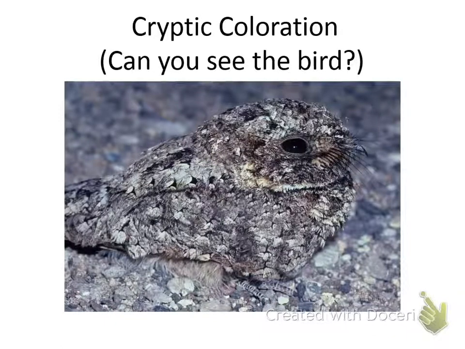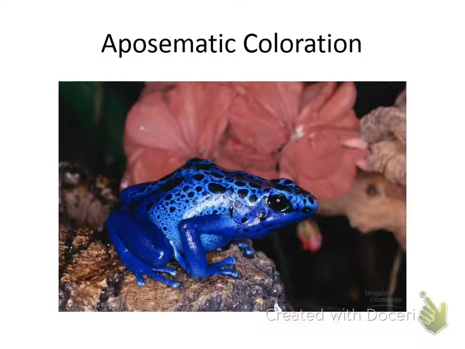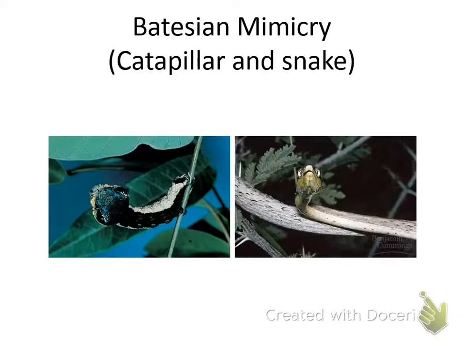Okay, there's aposematic, which is like a bright color, warning, like this blue frog that lives in the rainforest. So it's warning, hey, don't eat me, I'm poisonous. I got this big blue color. So it's a warning coloration. And then there's mimicry, which I think is a really neat one.